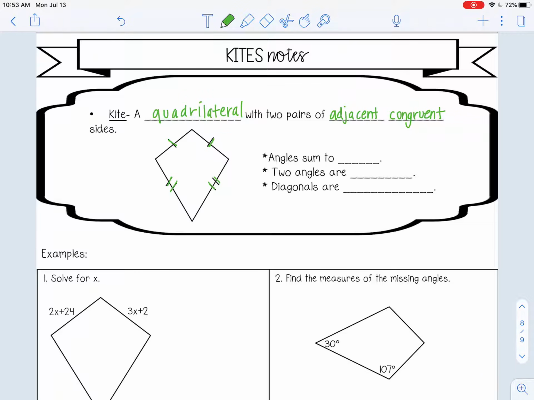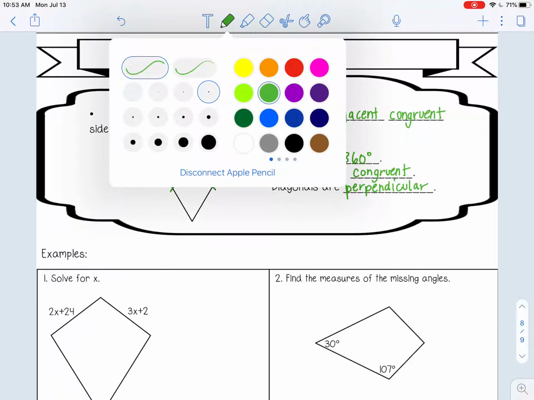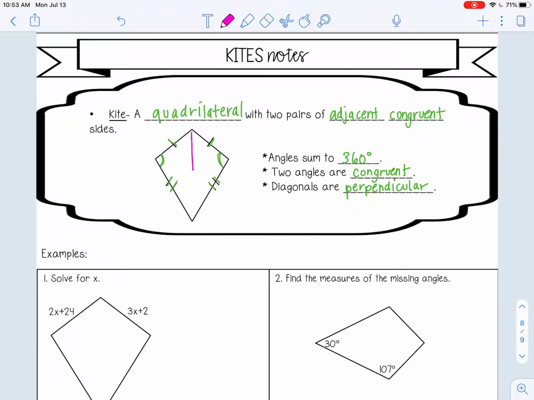The angles of a kite sum to 360 degrees because it is a quadrilateral. And in a kite, two angles will always be congruent. And it's going to be these two angles here. They are congruent. The diagonals of a kite are perpendicular. So this diagonal and this diagonal, they form four right angles.